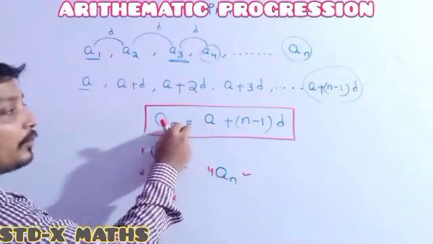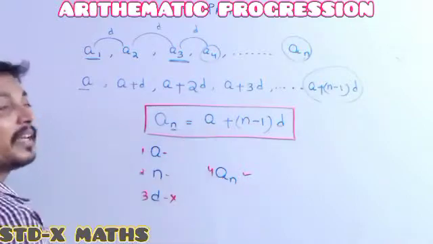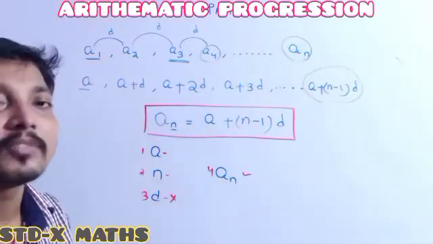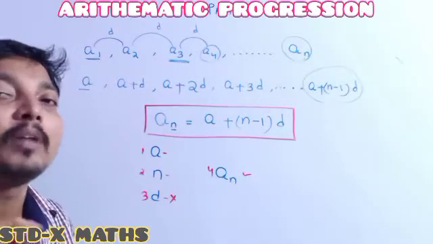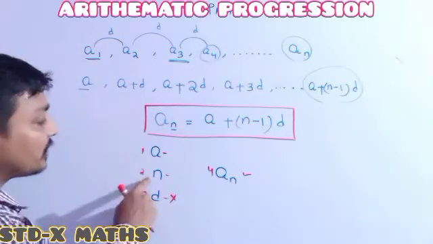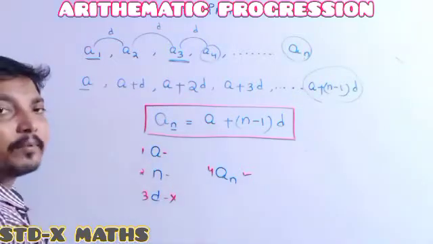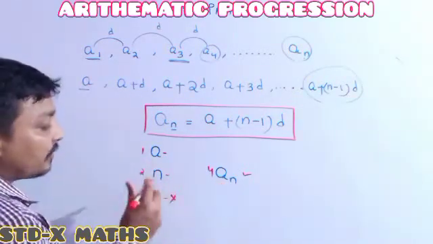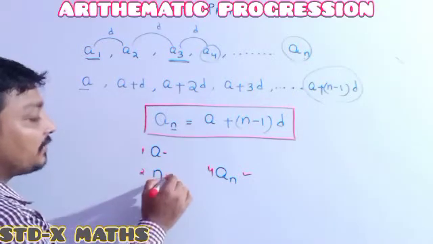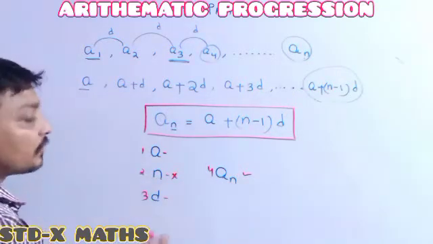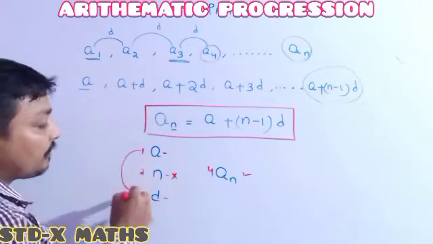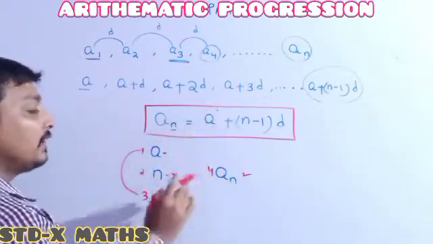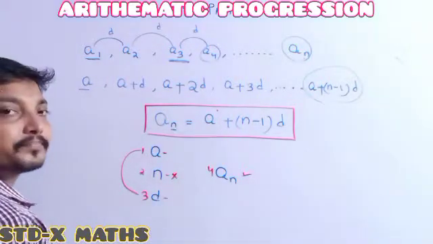Whenever the a_n value is given, this is one equation, and whenever you solve one equation, you can find the value of the one variable. Next, suppose n is not given. Then you put these two values and this one in this equation, and you can find the value of n.